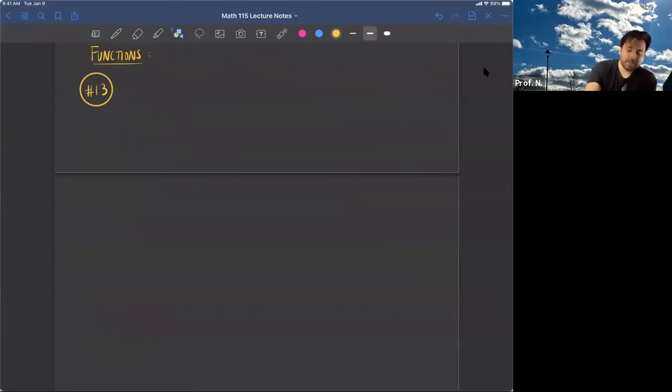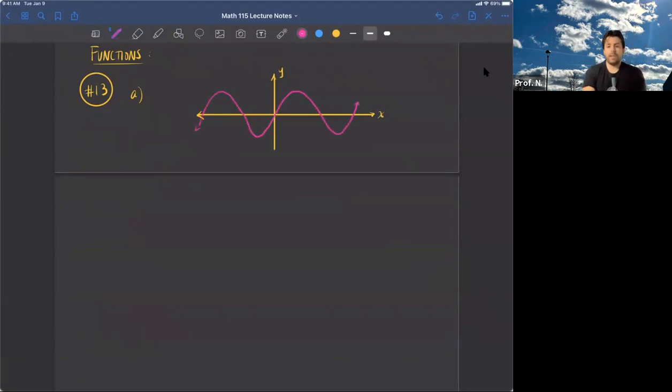So number 13, part A. For part A, we have a wave-like function, right? We have something that looks like this, up and down, up and down.